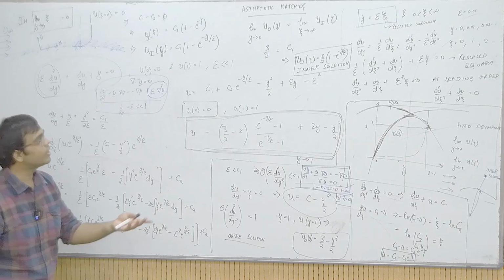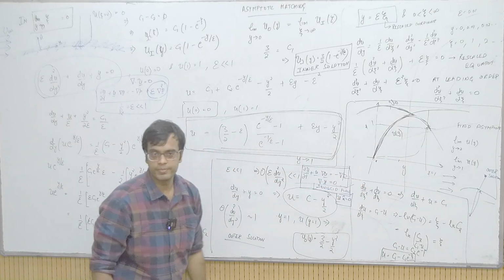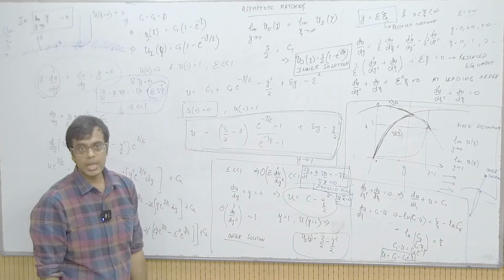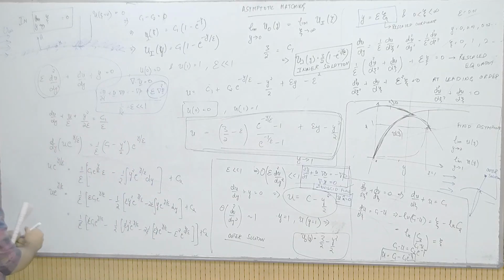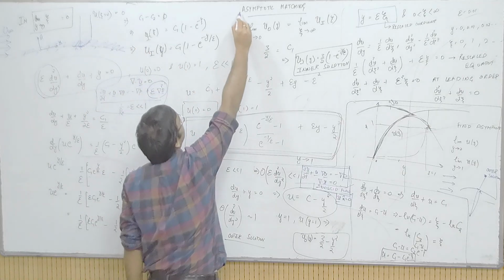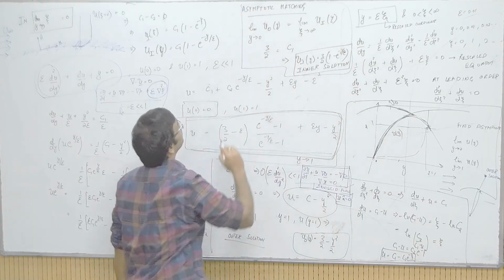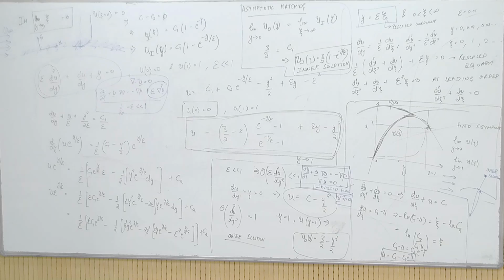And at leading order, you will be forced to have a second order derivative here. And then the question is, okay, how do we find the full solution? The way we find the full solution is by doing asymptotic matching. We will find an inviscid solution, we will find the boundary layer solution, and then we will asymptotically match them.